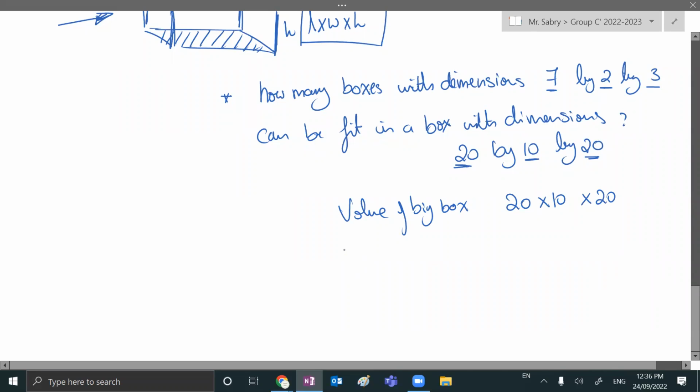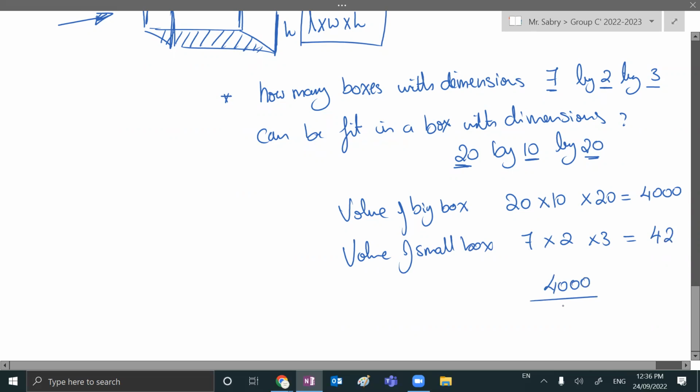What's the volume of the smaller box? 7 by 2 by 3. So 7 times 2 times 3, exactly. Get this volume: 20 times 10 is 200, times 20 is 4,000. And then 7 times 2 times 3: 7 times 3 is 21, 21 times 2 is 42. All you need to do now is to divide the 4,000 by 42. Let's do this on a calculator. What's 4,000 divided by 42? 95. Awesome.